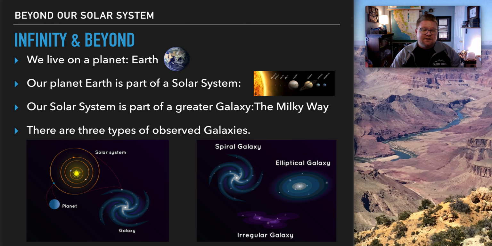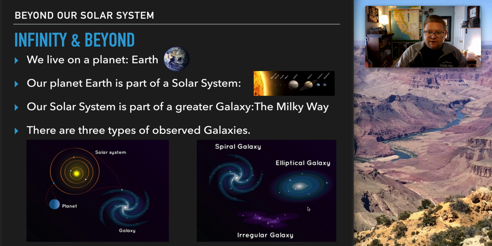I labeled a slide, infinity and beyond. We live on a planet, Earth, and our planet is part of a solar system, and our solar system is part of a galaxy. I wanted to make sure people understood those differences. Some people often ask, how come we can view our galaxy? Why can we view the Milky Way? It's because of where we're positioned, we're able to see the greater part of it. We see just a piece of the pie, because we're part of it. This diagram shows planet, solar system, galaxy.